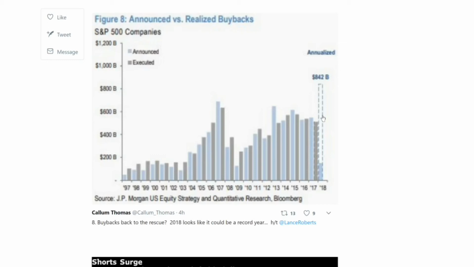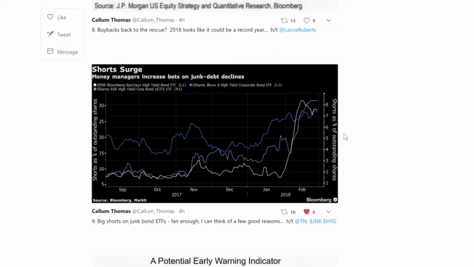Anyway, the key takeaway from this chart is that it looks like there's a whole bunch of buybacks in the pipeline, and if you hold everything else equal, that just means more demand. And if you hold supply constant, economics 101 says more demand, steady supply equals higher price. So that is a piece of information worth taking on board.